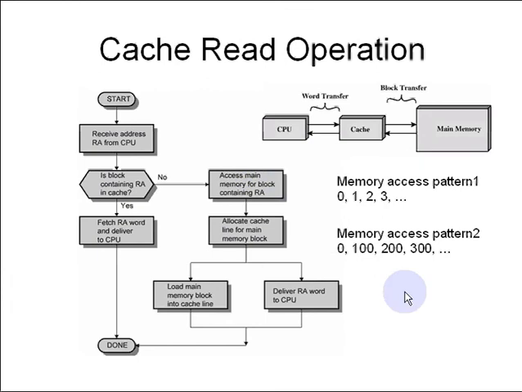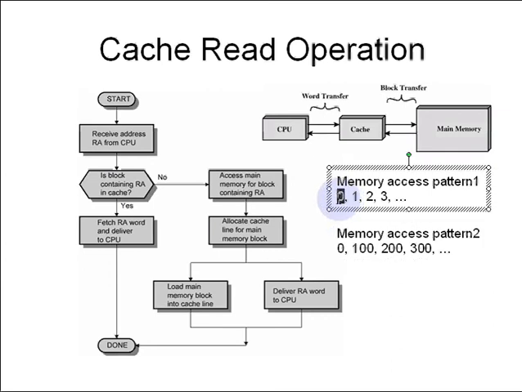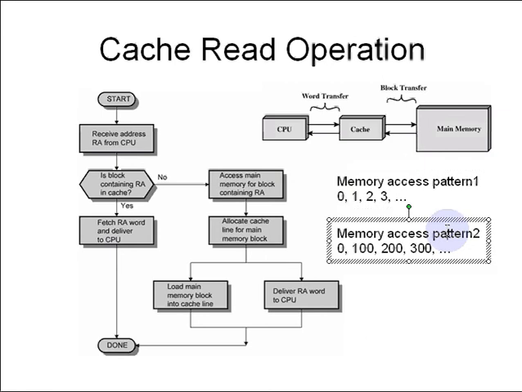But how can we say that the presence of cache memory will lead to improvement in the performance of the system? To explain that point, let us consider two memory access patterns, pattern 1 and pattern 2. In pattern 1, we first access memory address 0, followed by address 1, address 2, 3, and so on. In pattern 2, we access memory address 0, followed by address 100, followed by address 200, and so on.